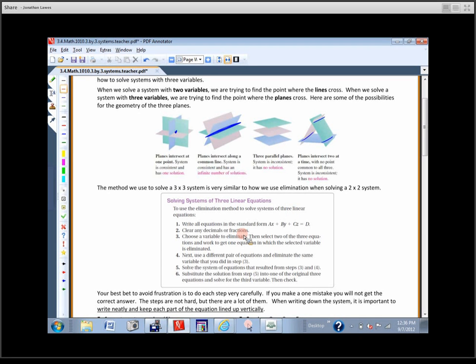You saw some problems like that in Math Excel when we were in 3.2. If you've got decimals or fractions, usually those are a pain to work with. Choose a variable to eliminate. Take 2 of the equations, eliminate that variable, and then the next step it says use a different pair of equations. That's important. You've got to use a different pair of equations when you're doing that. What you're going to end up with after you get to step 4 is you're going to have a 2x2 system.